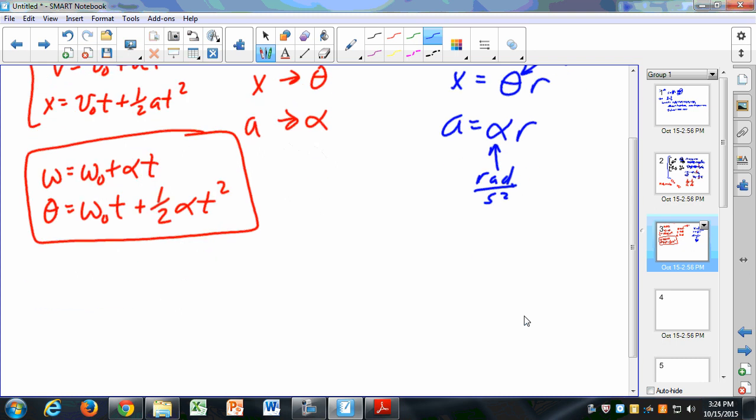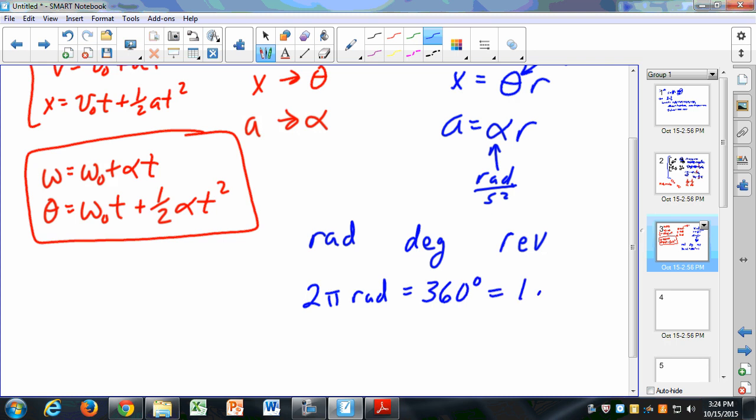Sure. Yeah, you will have to do that. You will have to convert between the different systems of measuring angle. So we have three things to measure angles in: radians, degrees, and revolutions. In a full circle, there are 2 pi radians, there are 360 degrees, and of course, that's 1 revolution. So those are our conversion factors.